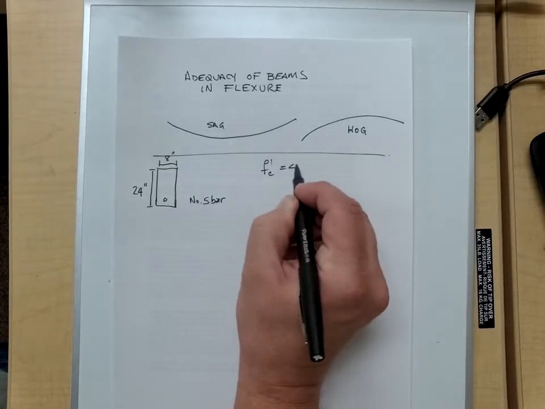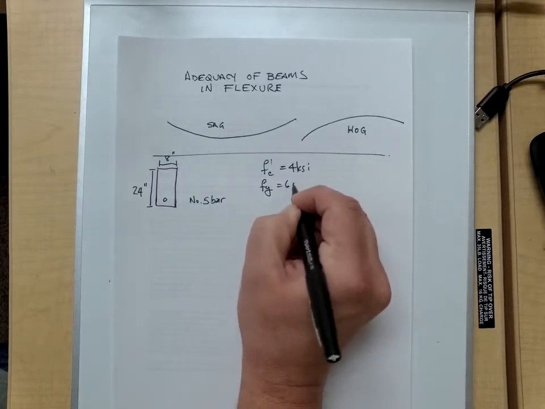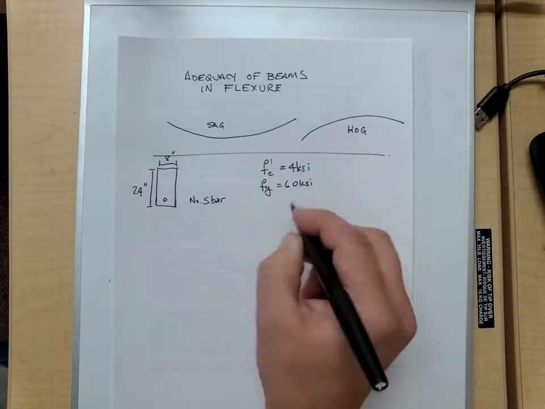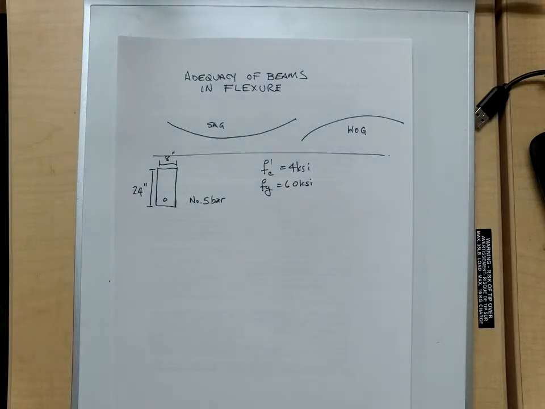F prime c is equal to 4 kips per square inch. F sub y is equal to 60 kips per square inch. And that's all we need. So this is our beam.